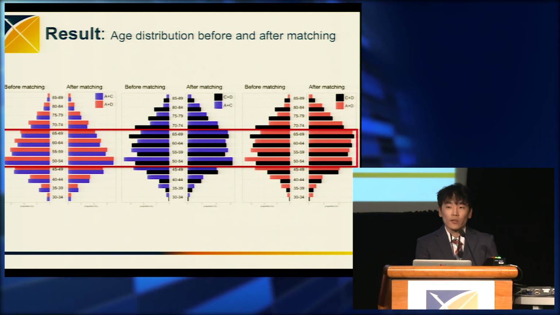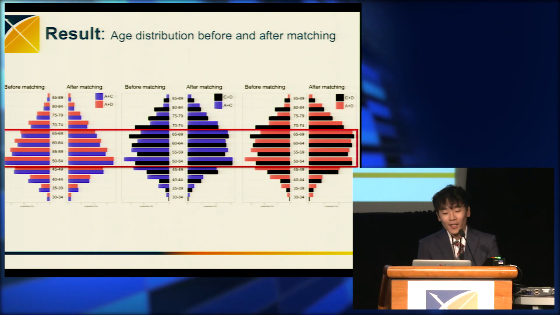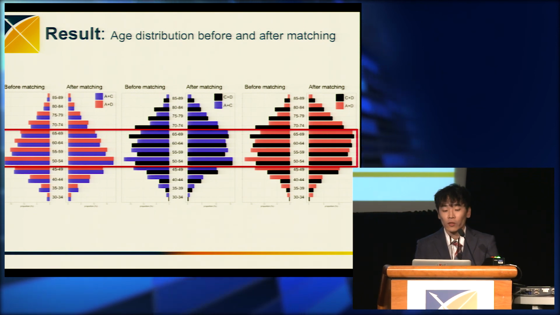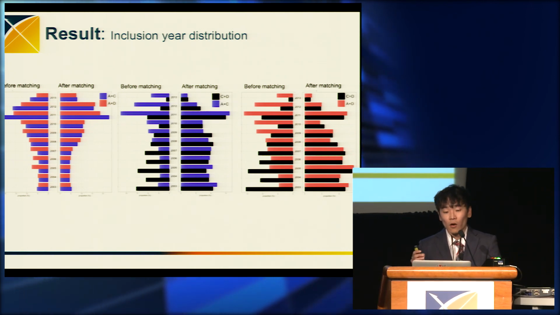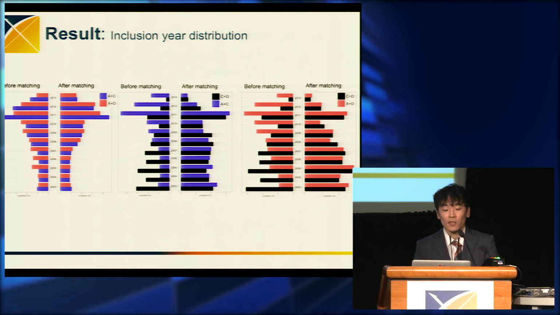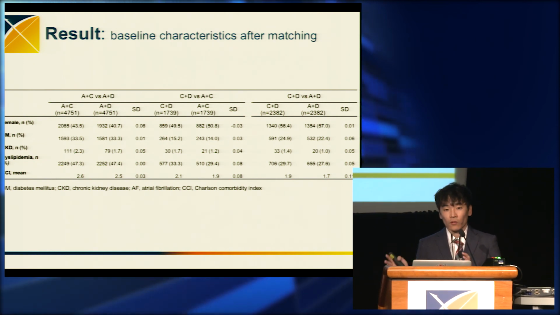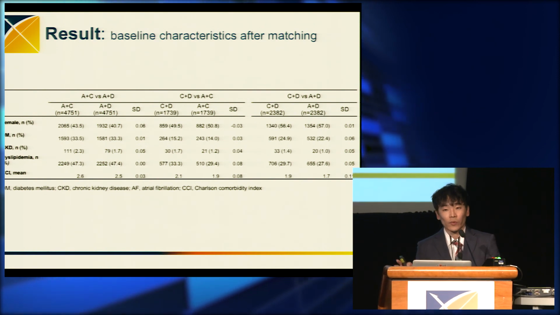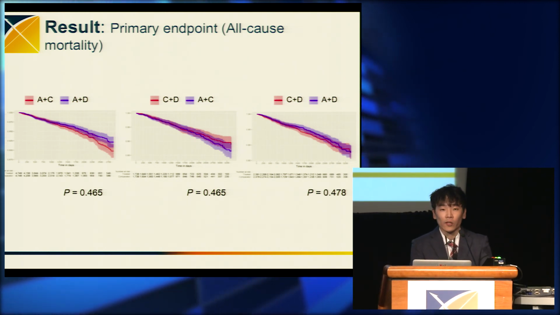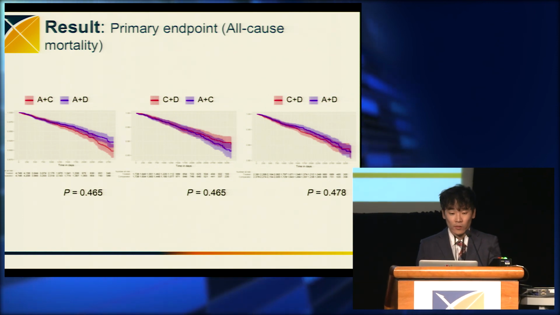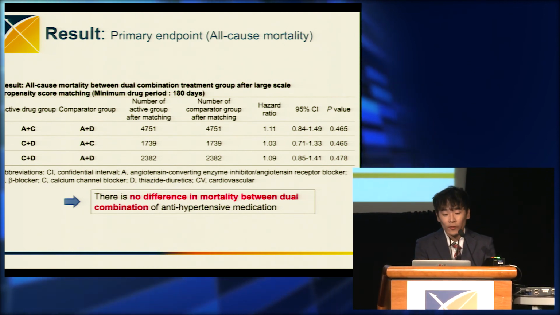What is interesting for me is that ACE inhibitor-based combinations tend to be younger, and after matching, the age distribution gets similar. Most of the patients are in their 50s or 60s. Again, ACE inhibitor-based combinations tend to be prescribed later, but it gets similar after matching. Baseline characteristics differ between the comparisons, but are very similar between the two cohorts after matching. So finally, you can see that all-cause mortality was not different among the regimens. So there is no difference in mortality between dual combinations of antihypertensive medications.